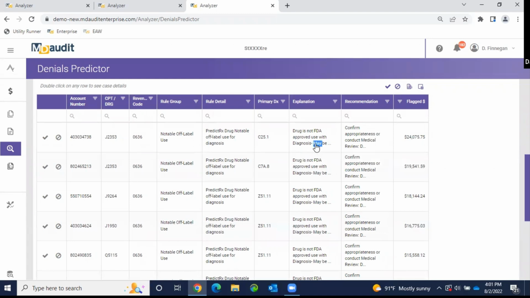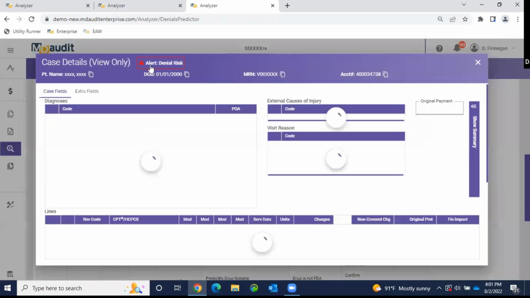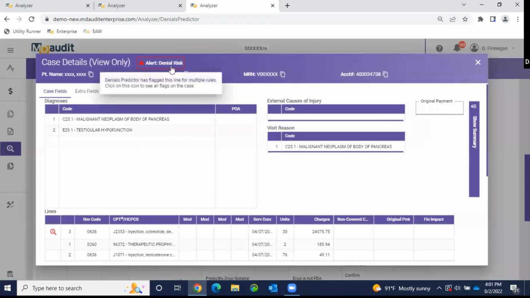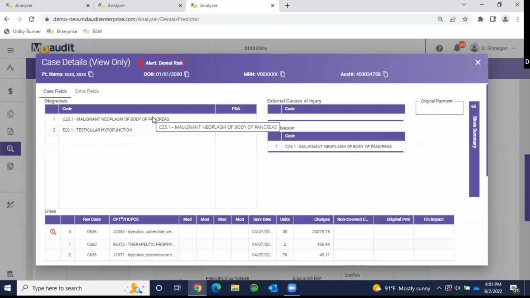And more importantly, it's going to bring me right to the affected pre-bill charge. You can see it's telling on this charge there's a denial risk. It's saying that for this diagnosis, this drug is not approved by the FDA. Now I know my best bet is to attach the documentation I need to support that the patient outcome is getting better with the use of this drug, or whatever it is in my process that I can do.